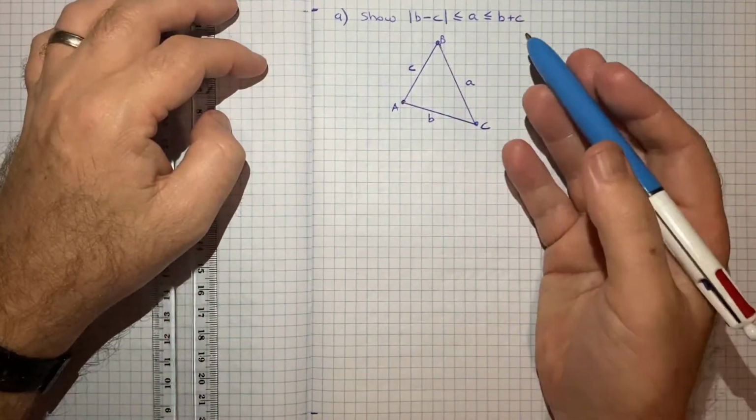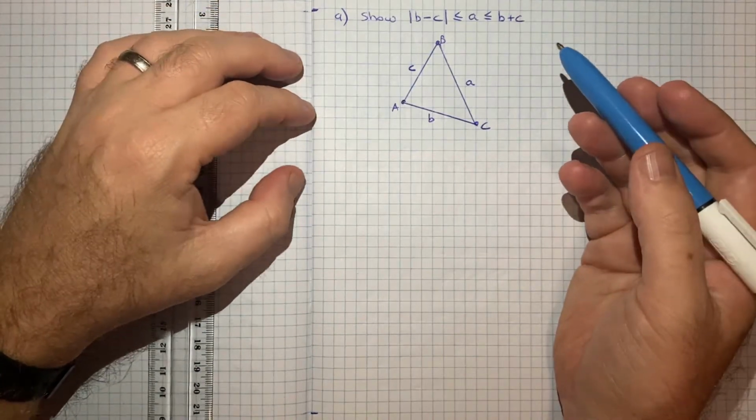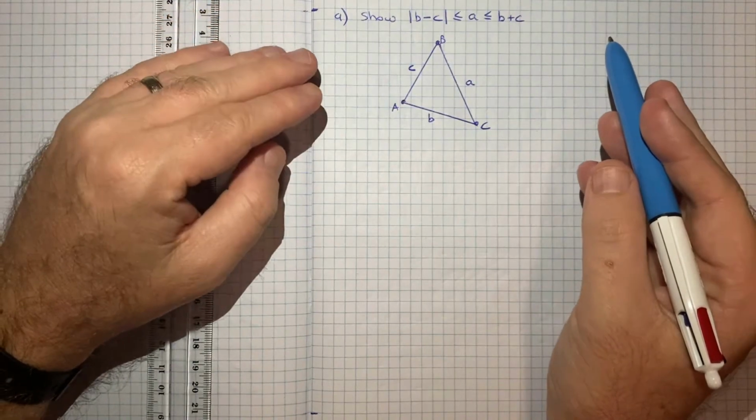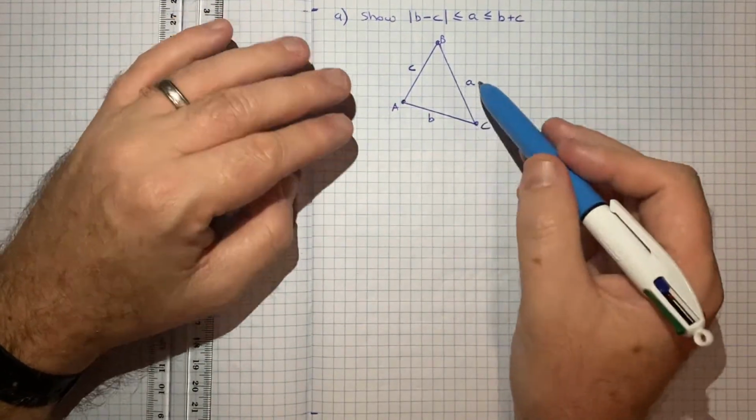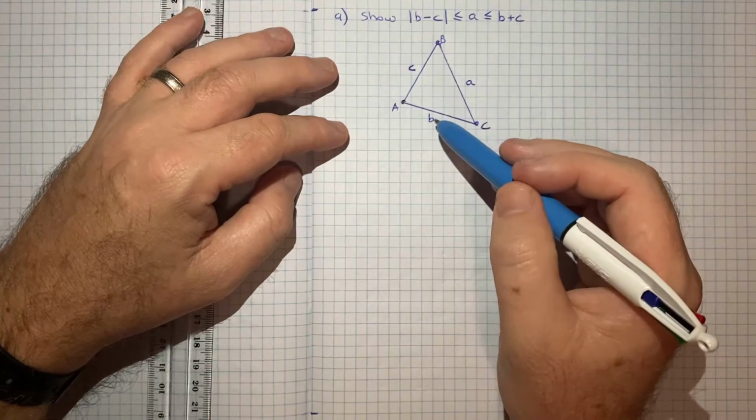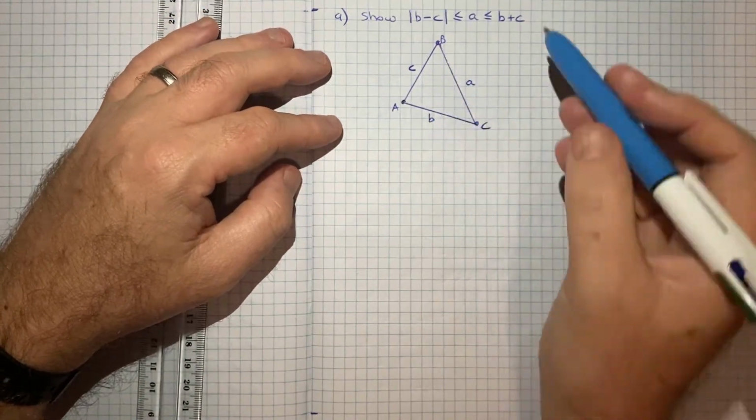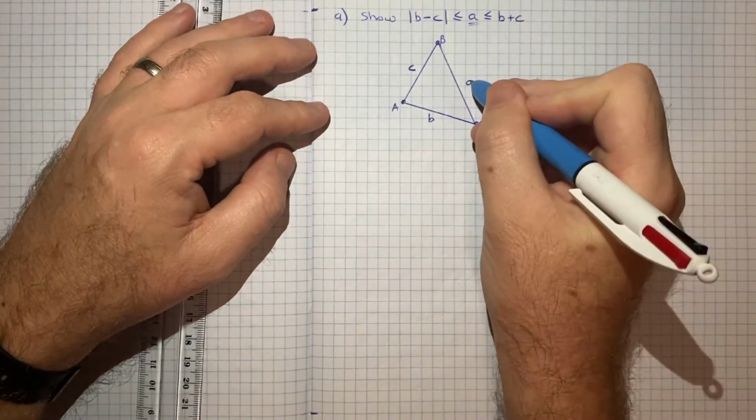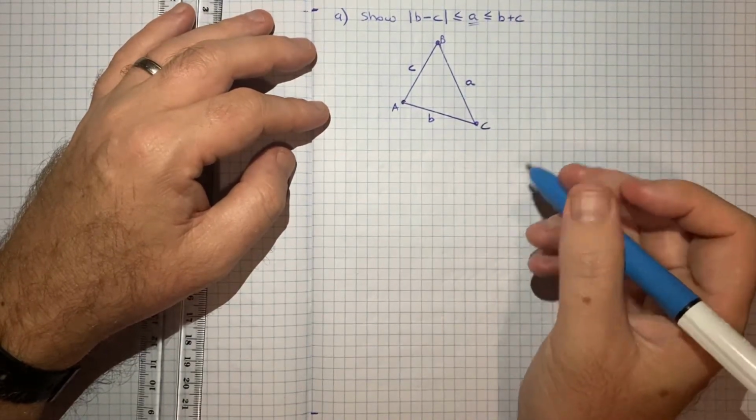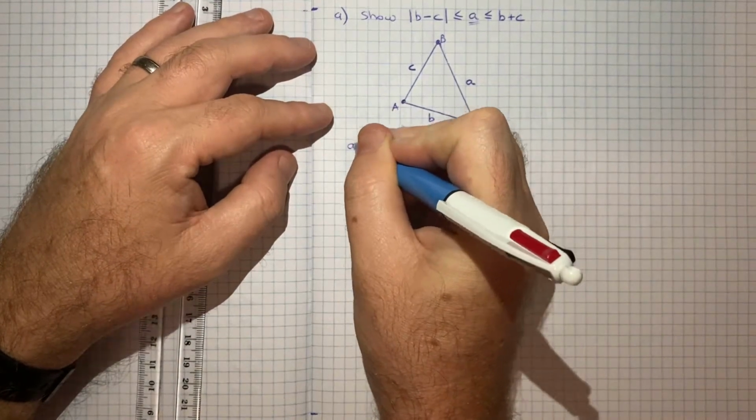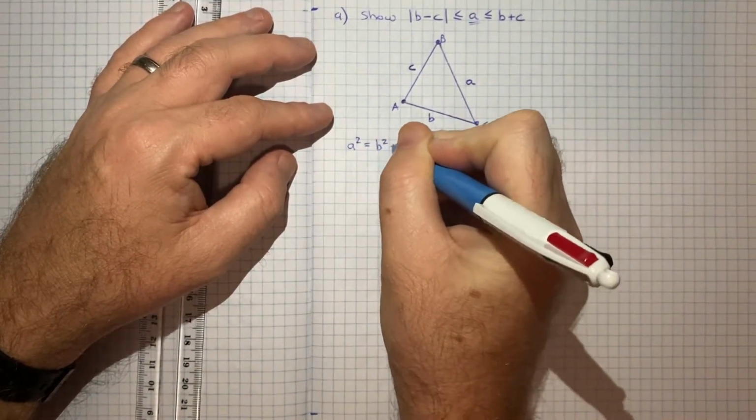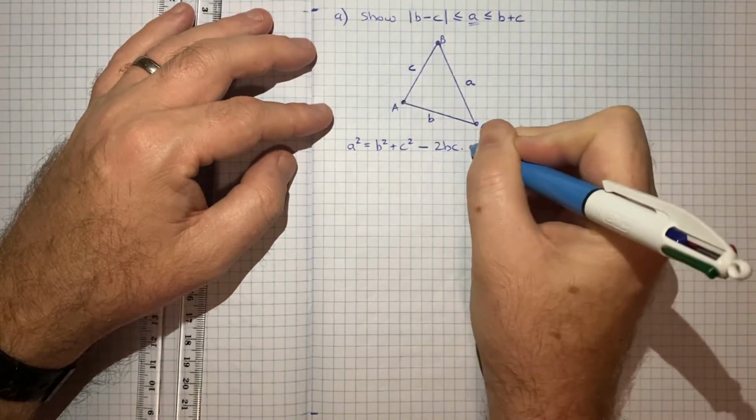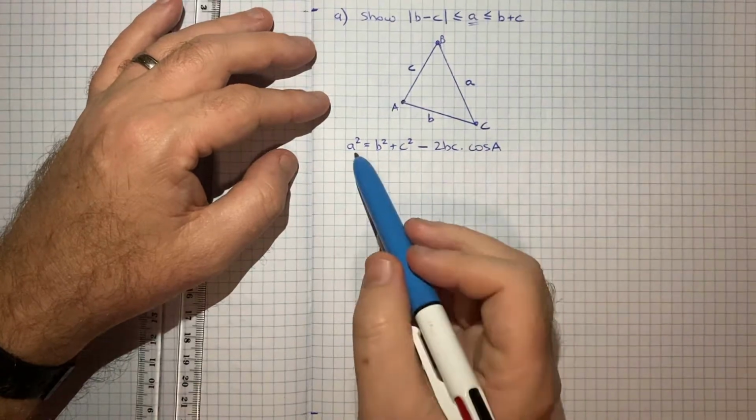Now we're told to use the cosine rule. The cosine rule is kind of an extension of Pythagoras' theorem for non-right angled triangles. And we can pick any side to be the focus. In this case, because our inequality has a in the middle, I think it makes sense to choose a as the focus of the cosine rule. So we'll have a squared equals b squared plus c squared minus 2bc times cos A. That's how we can write out the cosine rule.